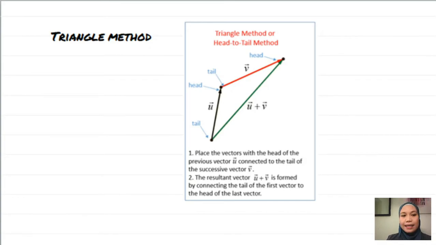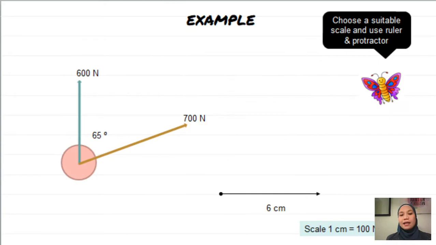Precisely, I will explain to you how to solve this problem. For example, we have one object here, the pink colored object. We have 2 forces acting on this object, which are 600 Newton and 700 Newton at an angle of 65 degrees. So we can assume that the resultant force will be somewhat more than 700 Newton because it has a greater force. Now, what should we do?